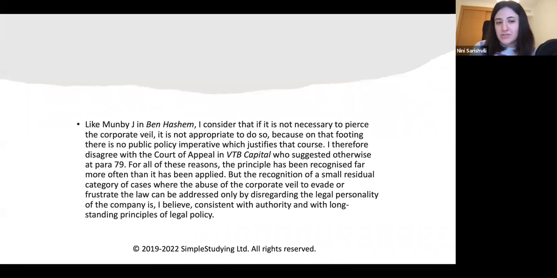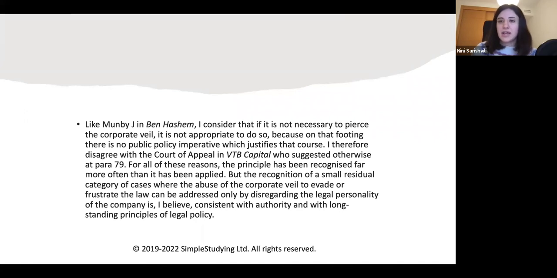Like Munby J and Ben Hashem, I consider that if it's not necessary to pierce the corporate veil, it's not appropriate to do so, because on that footing there is no public policy imperative that justifies that course. I therefore disagree with the Court of Appeal in VTB Capital, who suggested otherwise. For all these reasons, the principle has been recognized far more often than it has been applied. Therefore, you will see the cases before Prest versus Petrodel about piercing the corporate veil, where the corporate veil has been pierced on a lot more occasions than Lord Sumption described.